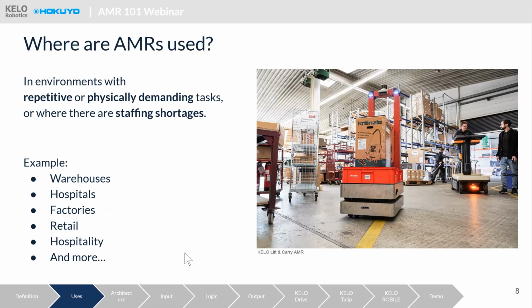Please have in mind that when we are talking about the AMR, we are talking about the mobile robot, which is autonomous. What is on top is application specific. It can be an arm, it can be a lifting mechanism, or anything else. So the AMR is what is carrying this mechanism on top.